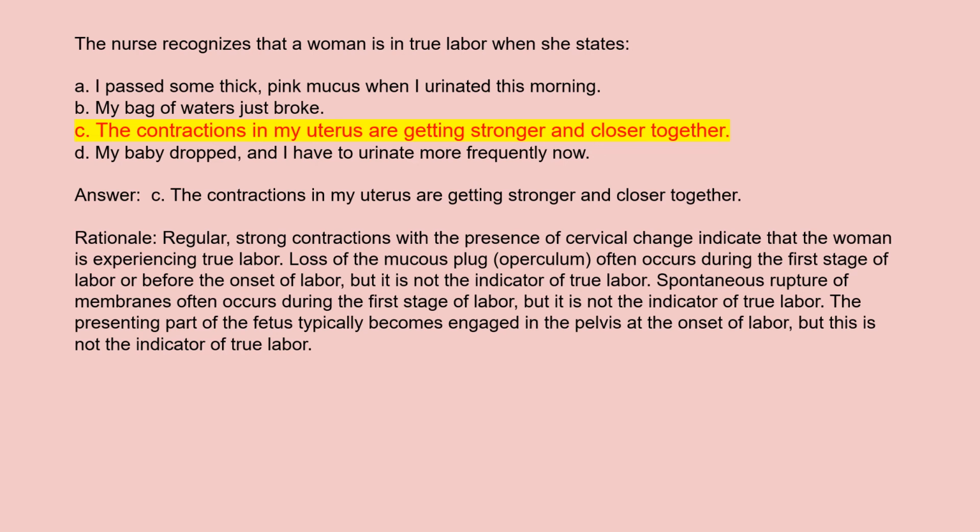Spontaneous rupture of membranes often occurs during the first stage of labor, but it is not the indicator of true labor. The presenting part of the fetus typically becomes engaged in the pelvis at the onset of labor, but this is not the indicator of true labor.